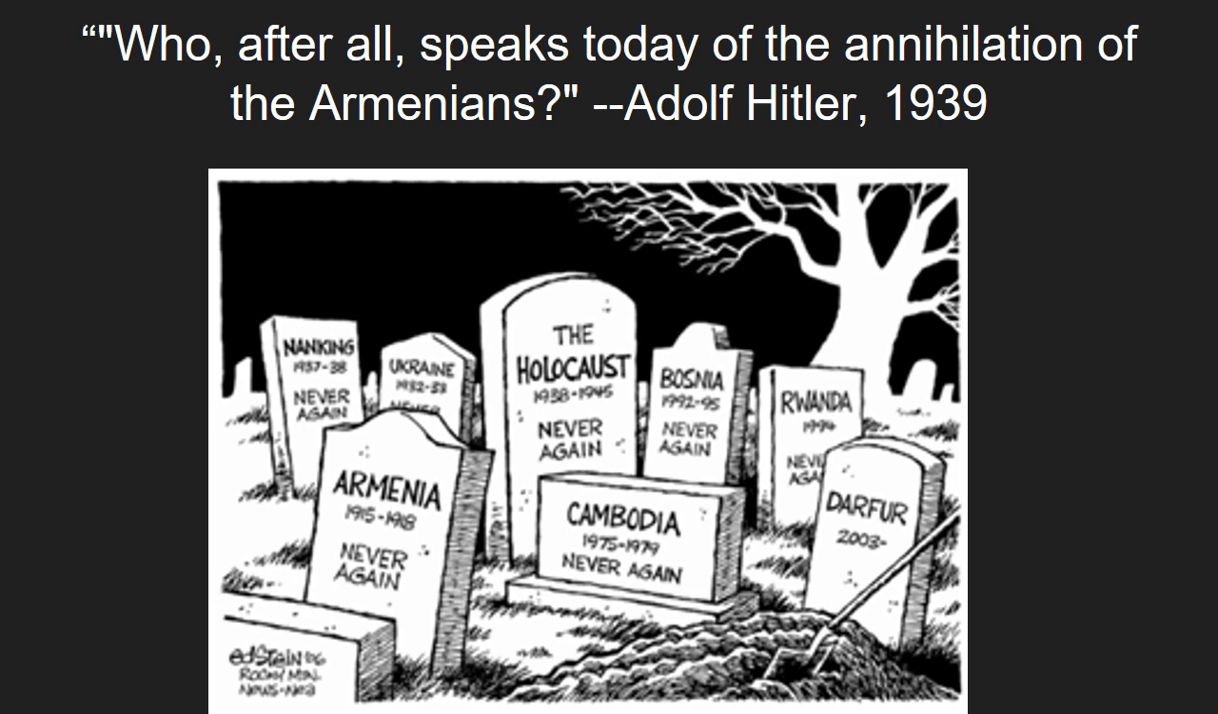We can see in this picture here a graveyard of genocides that happened in the 20th century, starting with Armenia, but you also have Ukraine and Nanking and the Holocaust and Cambodia and Bosnia and Rwanda and Darfur, and there's more that aren't included on here. And you can see that each of these gravestones is marked with the marker "Never Again." And the commentary here is that we keep saying "never again," and then we don't learn from our mistakes.